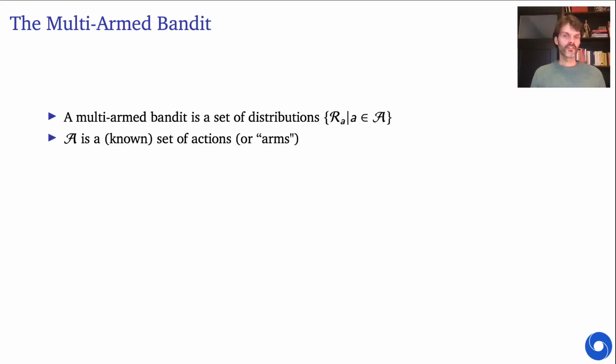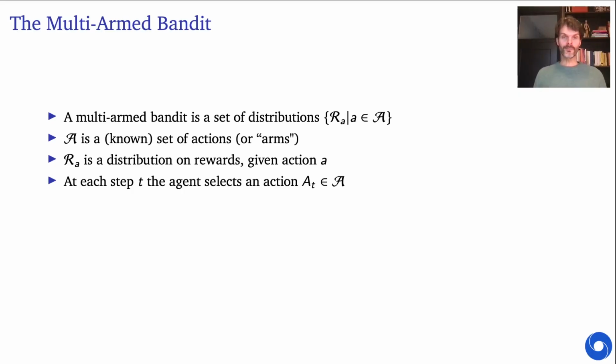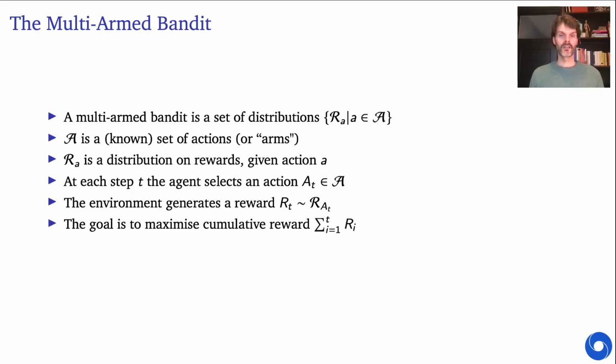This curly A is just a set of known actions, or arms in multi-armed bandit terminology. And curly R of A is then the distribution for that specific action. And as I mentioned, for different actions, the distribution could be different. The goal is now to pick the action that gives you the highest average reward. So at each time step, you're going to select one of these actions, and you're going to observe this reward, which might be a random variable. And the goal is then to maximize the rewards over time.